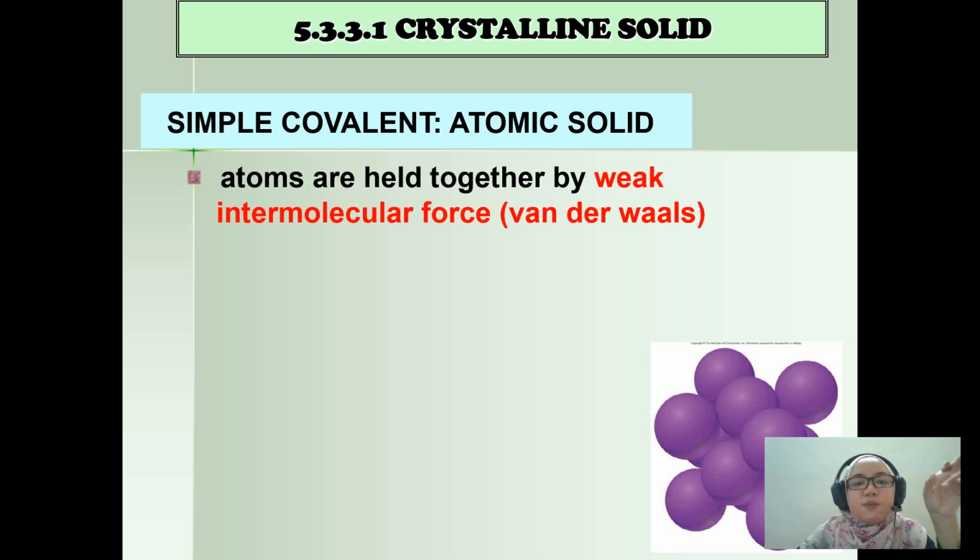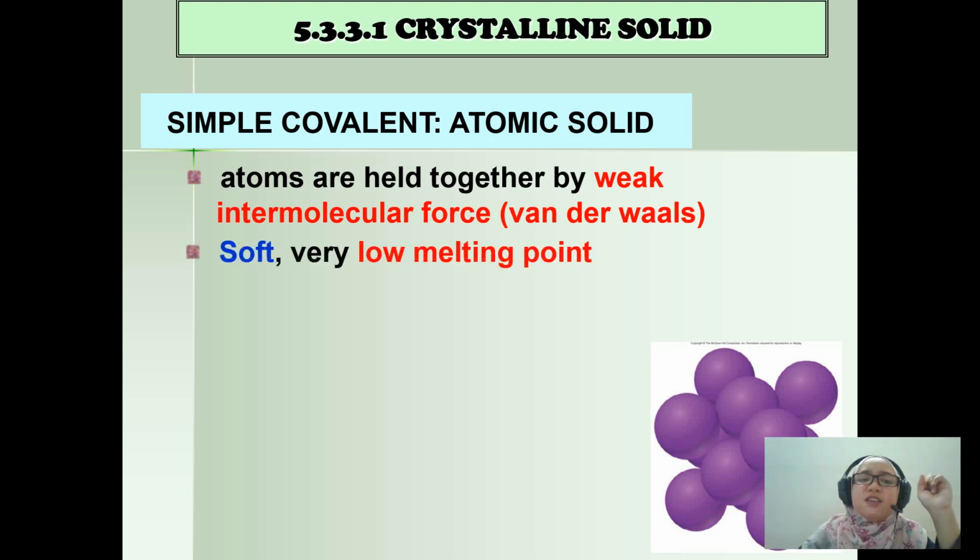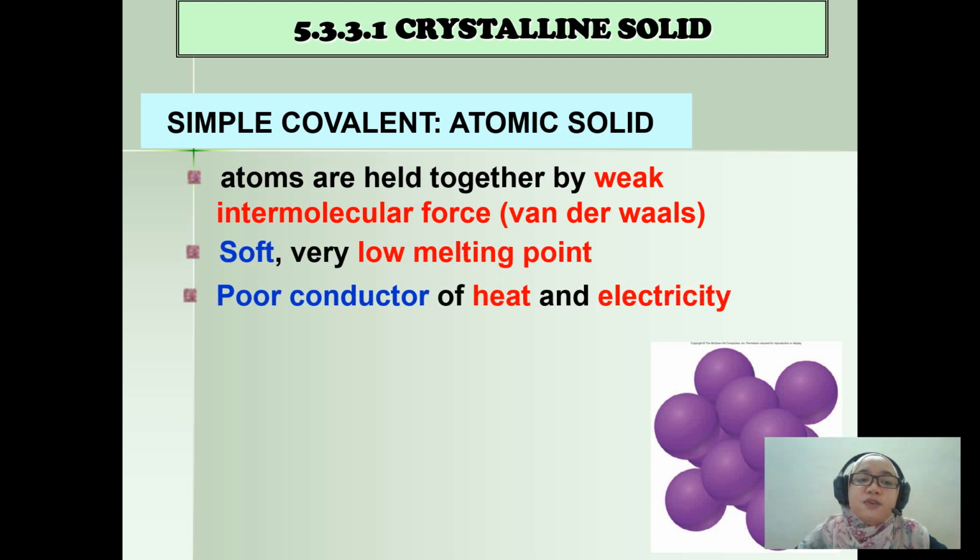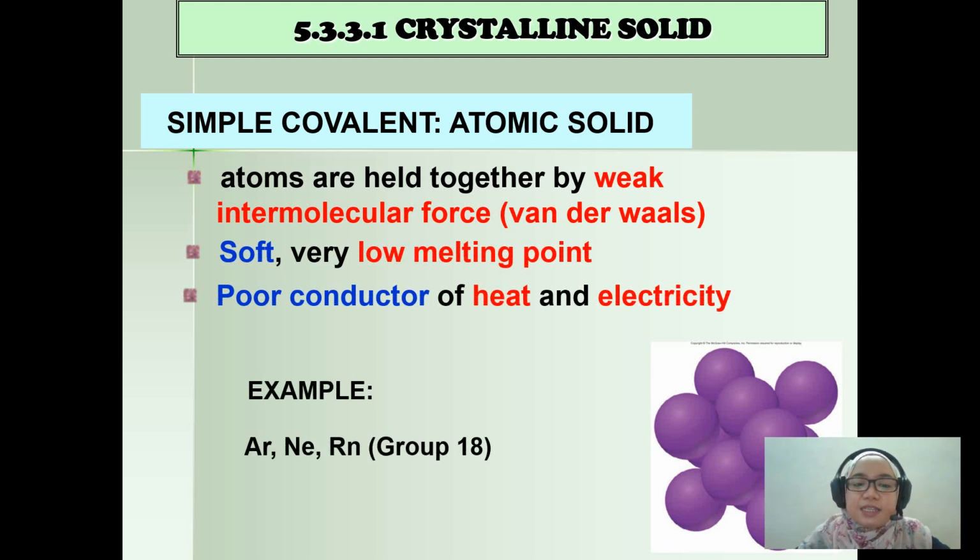So, the atomic solid atoms are held together by weak intermolecular force, van der Waals forces. So, it's very soft and has a very low melting point. And it is also a very poor conductor of heat and electricity. So, for example, argon, neon, rubidium, Rn apa? What is Rn? Rn, radon, Rb, rubidium. Okay.